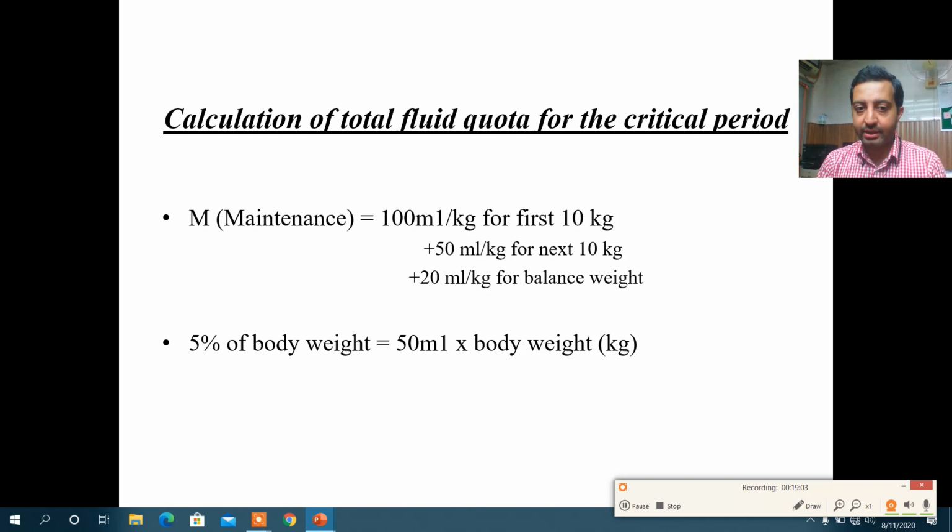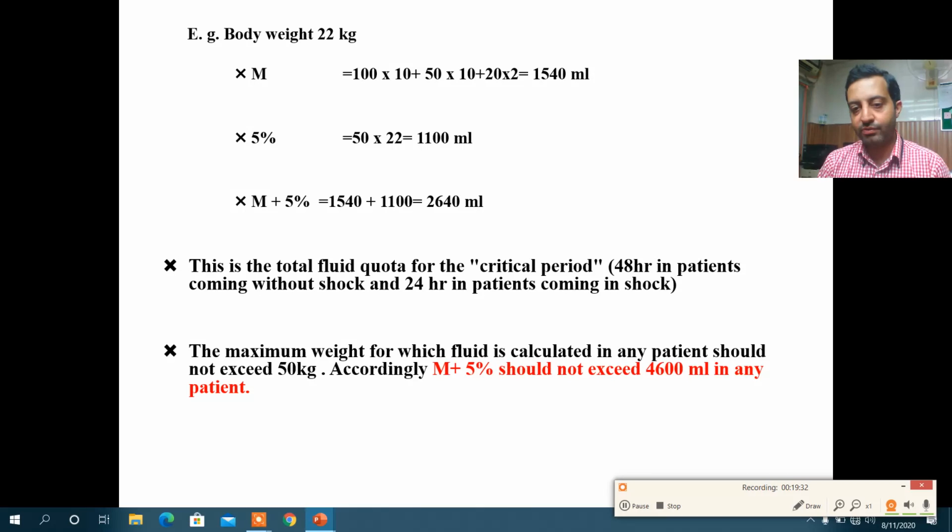Plus, you have to add 5% of the body weight as deficit, because we are suspecting that this 5% of the body weight is lost from the intravascular volume to the extravascular compartment. So this 5% has to be added to the maintenance. So maintenance plus 5% of the body weight. 5% comes to almost 50 ml per kg if you calculate fluid.